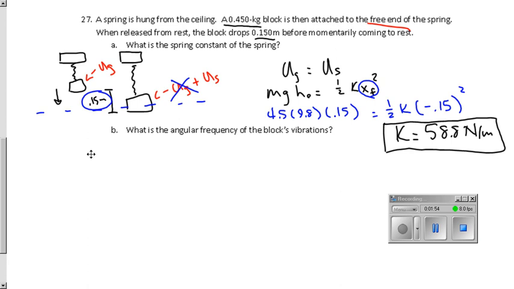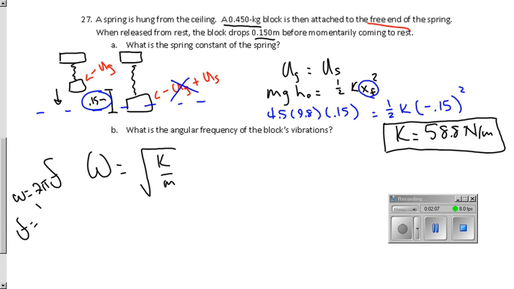As we move forward, part B, omega, that's going to be equal to the square root of k over m. Remember, it has this relationship. Omega is 2 pi times our frequency, and our frequency is 1 over our period, and our period is 2 pi times the square root of m over k. So that's how we get from here to here to here.